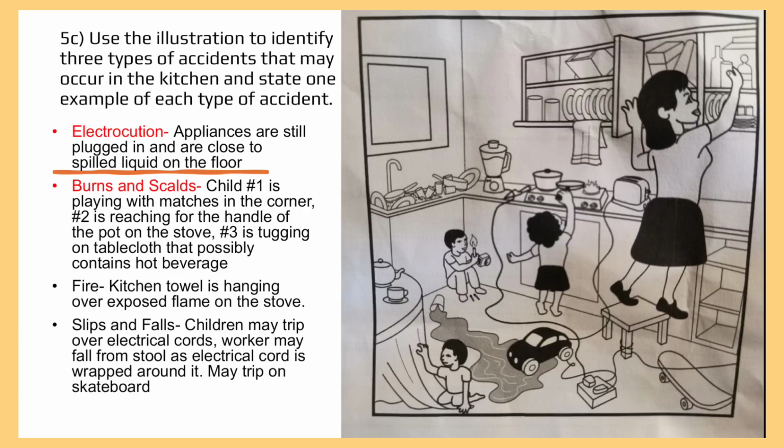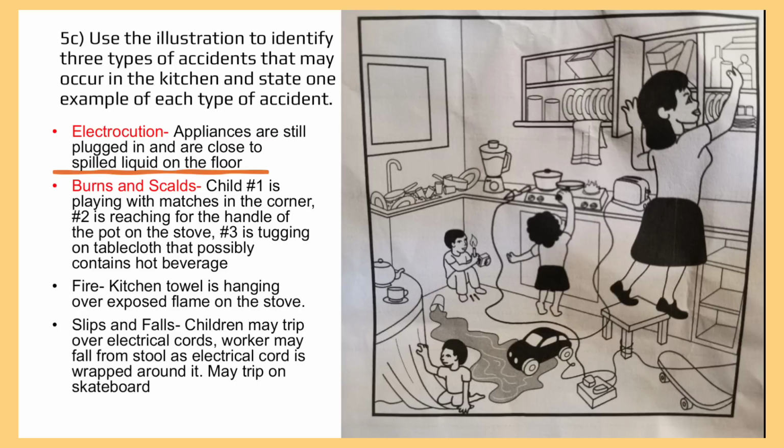Child number 2, she's reaching for the handle of the pot that's on the stove. Now imagine if the handle of that pot is hot. It can burn her hand. And then for the third child, he's pulling on the tablecloth. And as you see on the table, there's a teapot and a cup and saucer. Now I'm assuming that it has hot liquid or tea or whatever the case is. It can spill, burn the child on his hand, on his head, whatever the case may be.